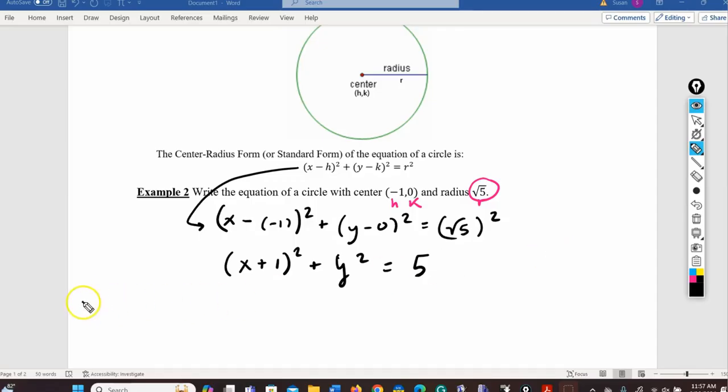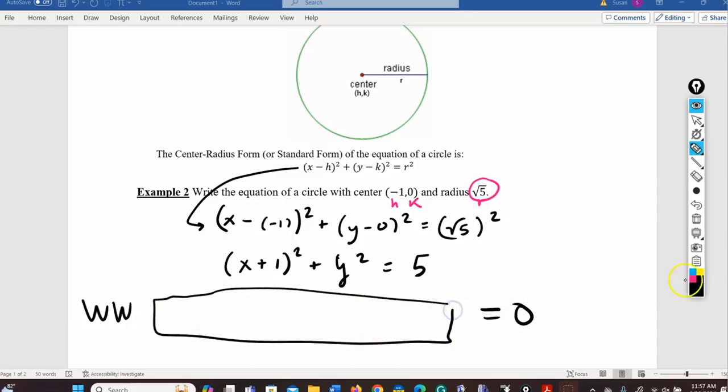Now in WebWork, that first question, they want you to have 0 on the right-hand side. And so I need to subtract 5 from both sides. And that will give us our 0. And so I would type in x plus 1, then up arrow 2, plus y up arrow. So that's the shift in the 6 button. And then minus 5. And that's what I would put in that box there.